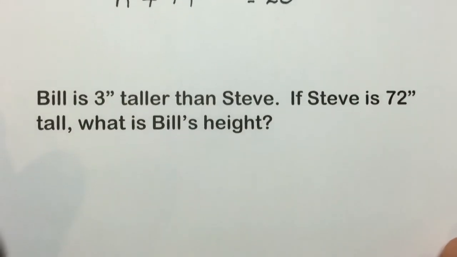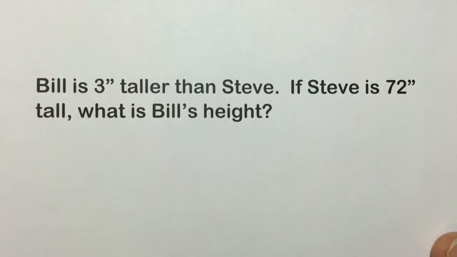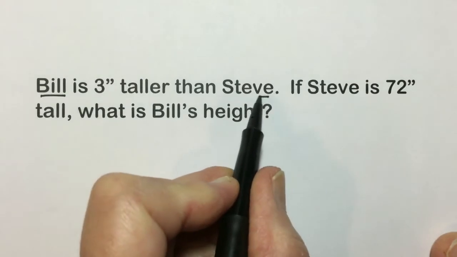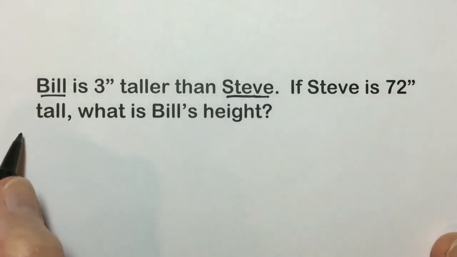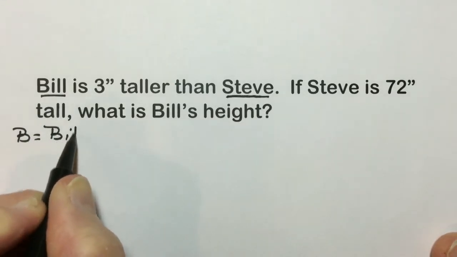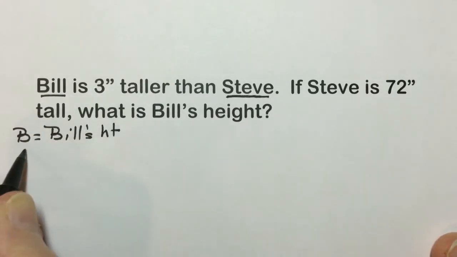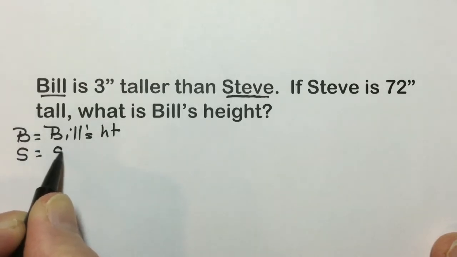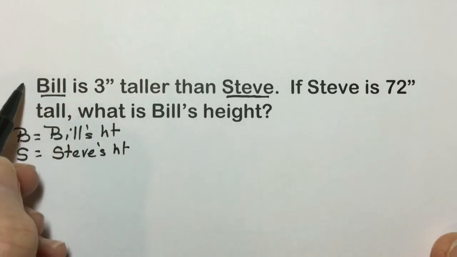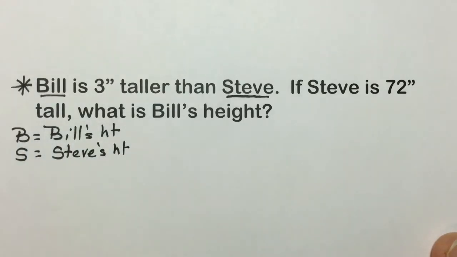In this next example, Bill is 3 inches taller than Steve. If Steve is 72 inches tall, what is Bill's height? Well, we don't know Bill's height. We don't know Steve's height. Those are our unknowns. So we will let B stand for Bill's height, S stand for Steve's height, and then translate this sentence here into an algebraic equation.